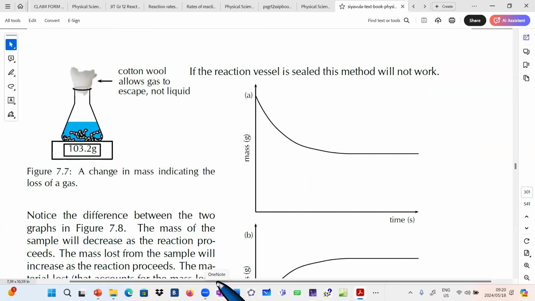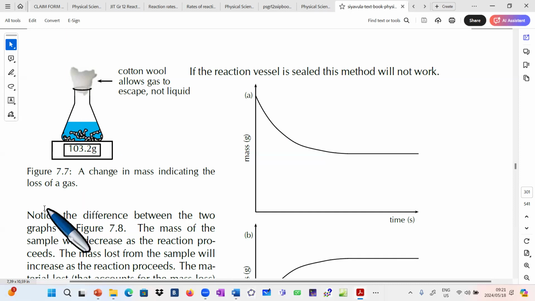If the reaction vessel is sealed, this method will not work, because the gas has to be able to escape. If it is not sealed, the gas escapes and leaves, so we expect the mass to reduce. But if you seal it, the gas is not going to be able to escape. Cotton wool allows gas to escape, but not liquid. So we're good.